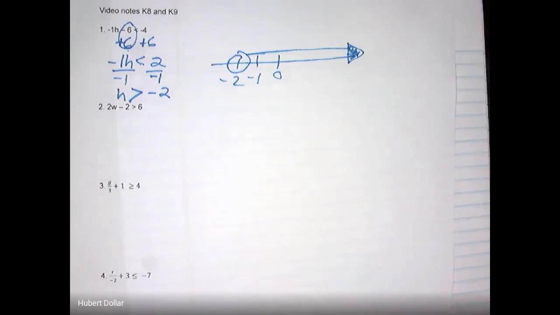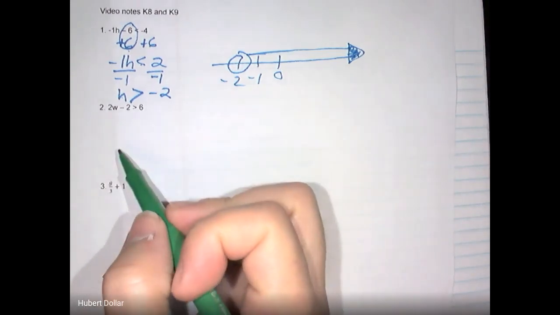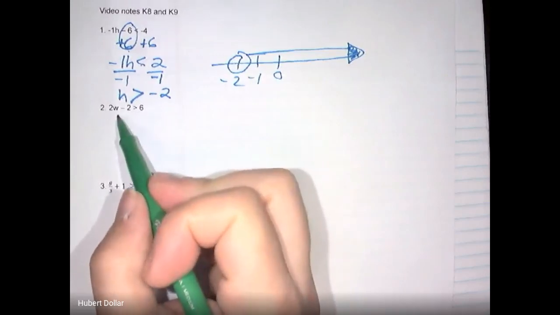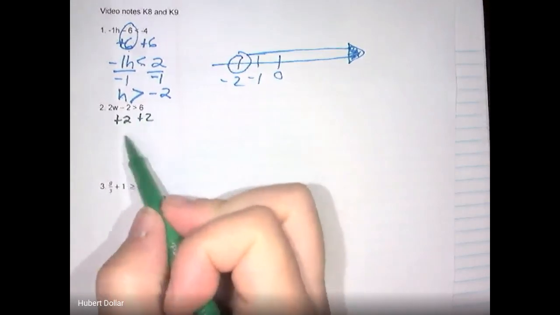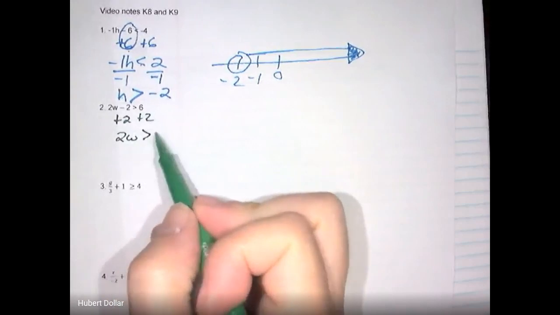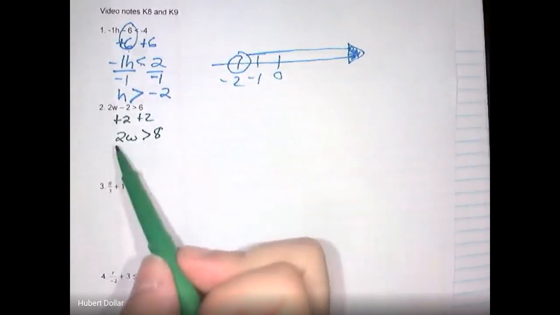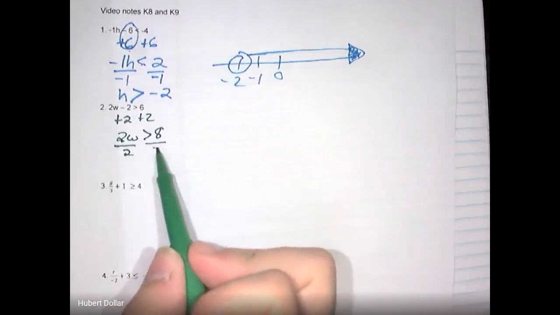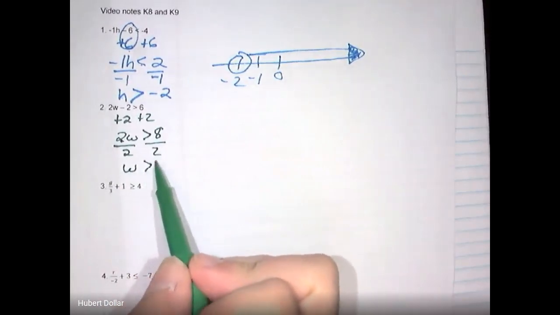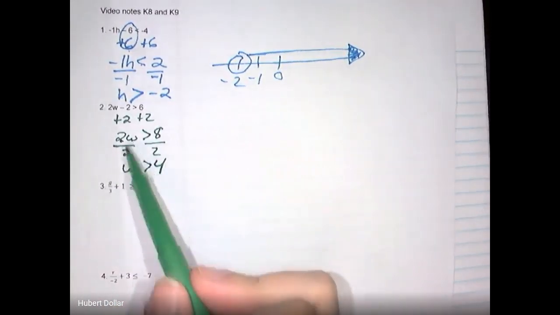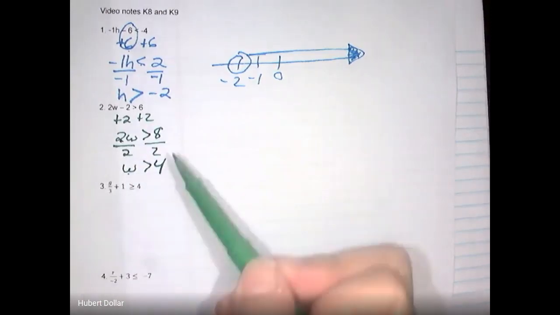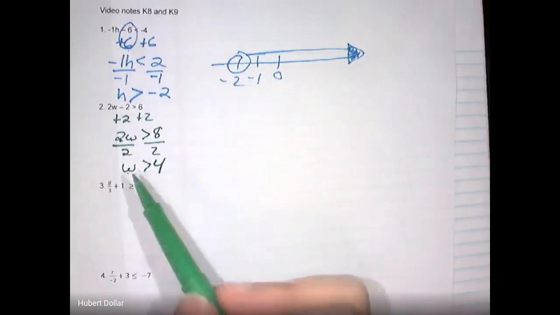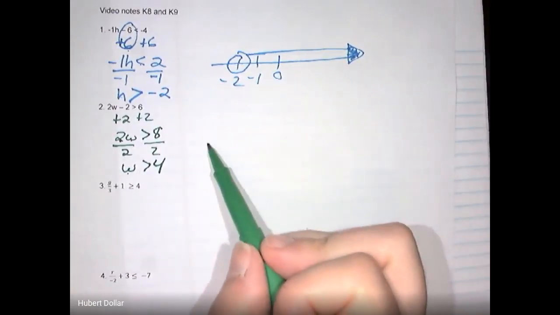Number 2, 2w minus 2 is greater than 6. The opposite of subtracting 2 is to add 2. So that is 2w is greater than 8. The opposite of multiplying by 2 is to divide by 2. So w is greater than 4. The positive w is still a positive w. The positive 8 became a positive 4. No signs change, so the inequality sign does not change.